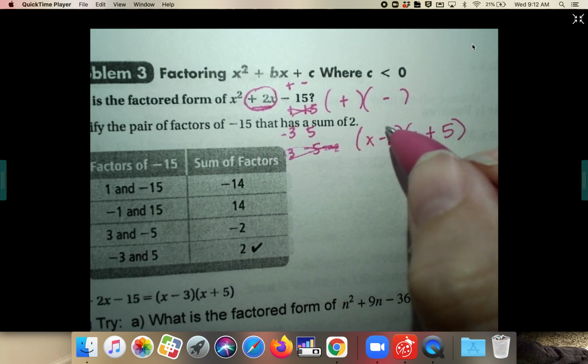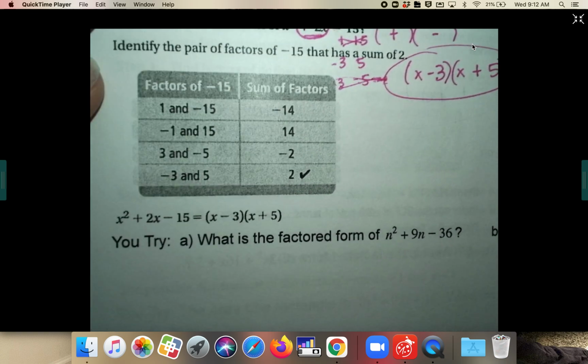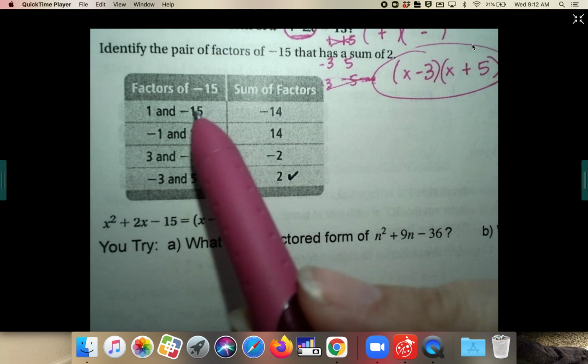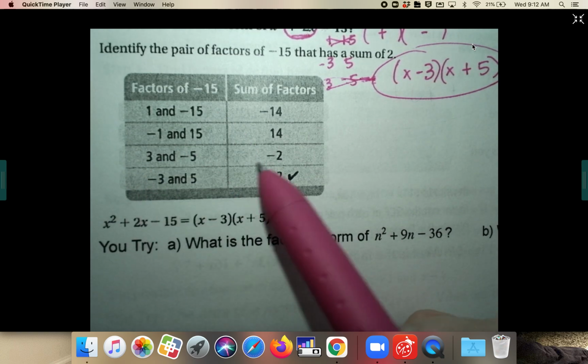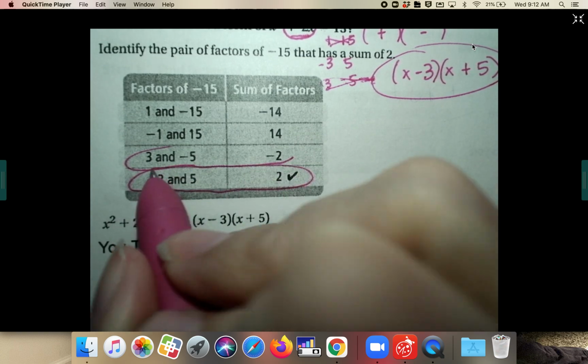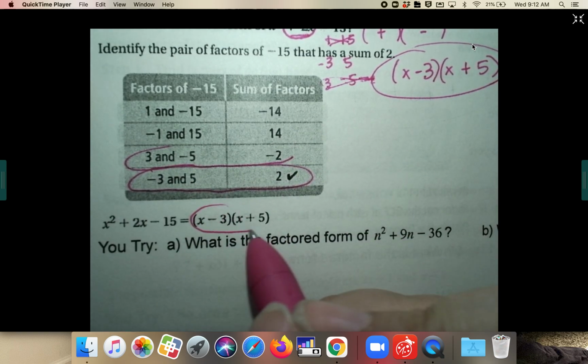So this is going to be the correct answer. And they did it the same way. They did all 4. They put the negative in different spots to see that this was the only way that it worked. And so this was the answer.